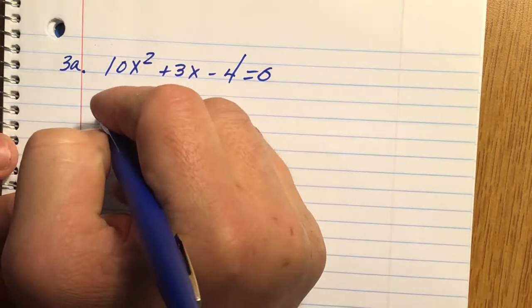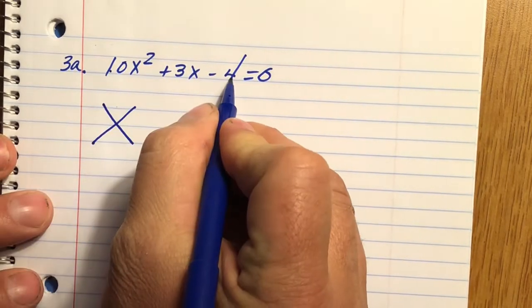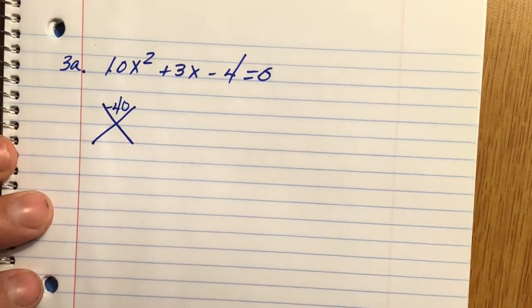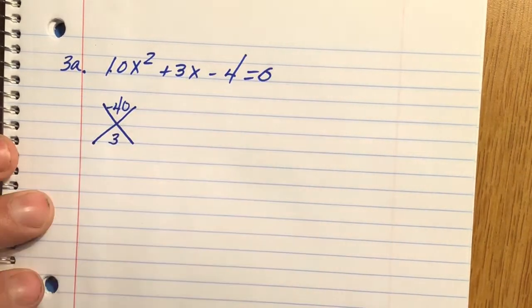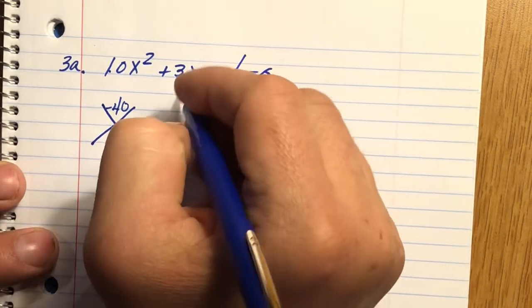So I'm going to factor this one using the X box. I'm going to multiply A times C. Negative 40 goes on the top, and the B, the middle term, goes on the bottom.